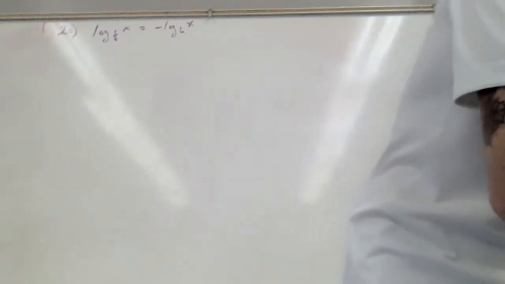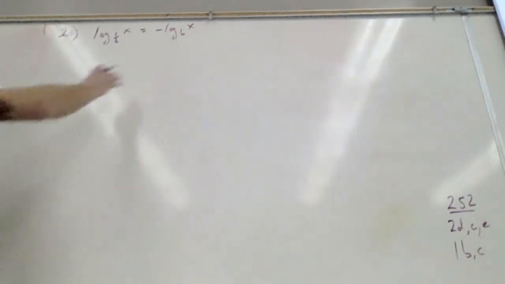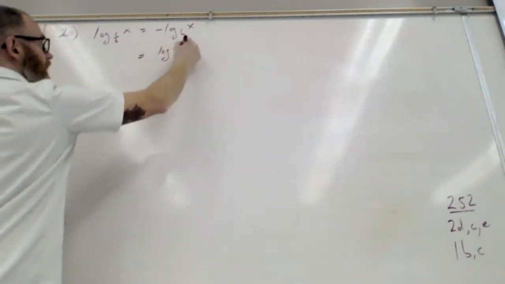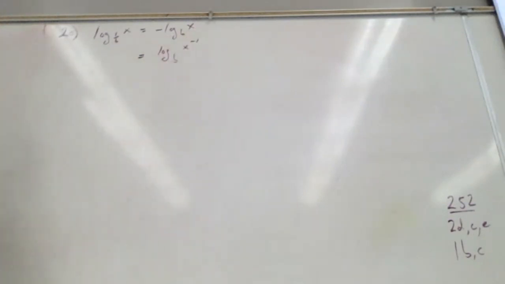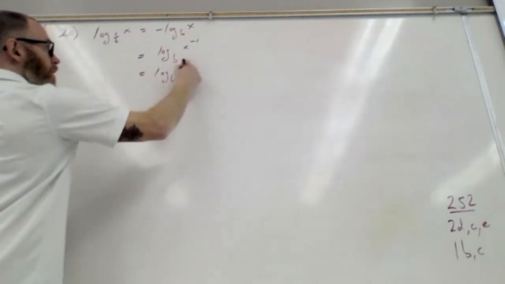Okay, so this one, what is going to help us here? You just put negative in front of the first one, and that makes it log B. Well, okay, so let's look at it this way. I'm just going to play because I don't see it right away. I'm going to look at this one. So this equals log b of x to the negative 1, which would equal log b of 1 over x.